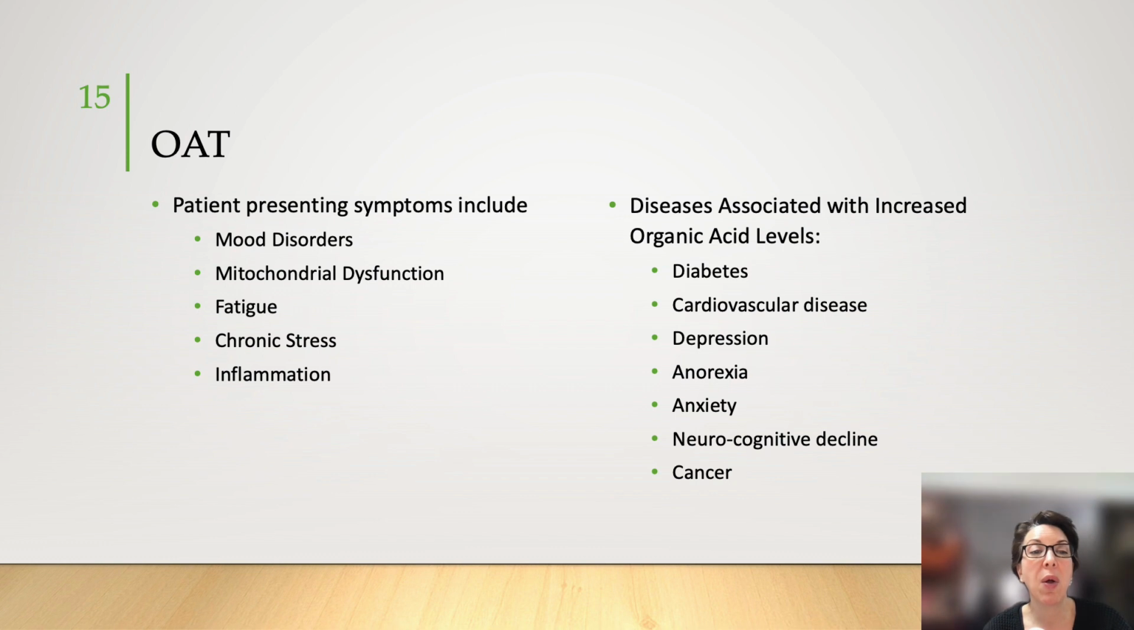So with the organic acid test, you may want to test patients who have presenting symptoms that involve mood disorders, or you're suspecting mitochondrial dysfunction, if they have fatigue, chronic stress, inflammation. All non-specific. I know they're not really anything specific. So you just generally want to get an idea of what their overall metabolic health is. And there are specific diseases that are associated with increased organic acid levels, including diabetes, cardiovascular disease, depression, anorexia, anxiety, neurocognitive decline, and some cancers.